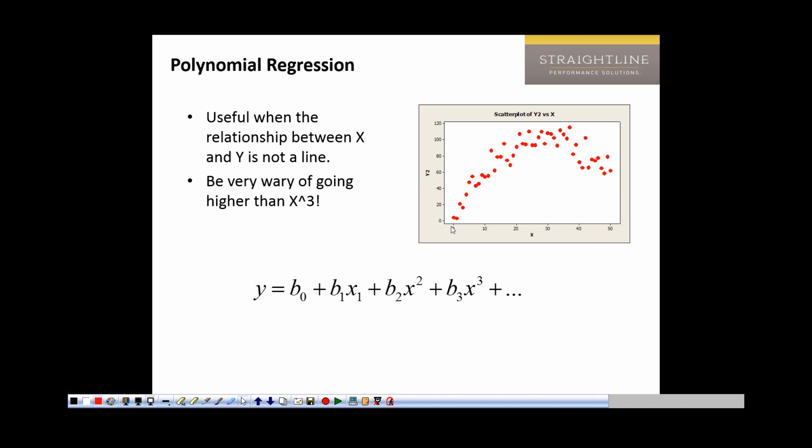Polynomial regression. Sometimes I'll have a regression, but my scatter plot will look like a curve. So polynomials might help me there. Polynomials can model a curve a little bit better than a straight line.